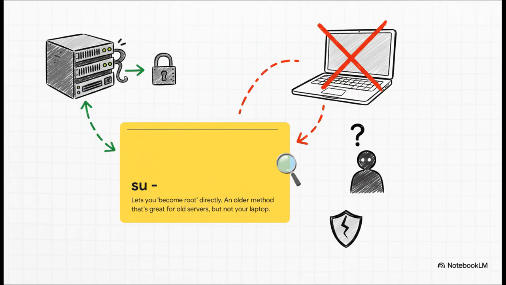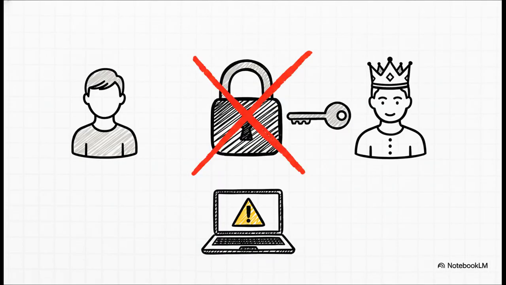But, and this is a big but, for your own laptop, it's got a major catch. And here it is, the big flaw. su doesn't ask for your password. It asks for the root user's password. Now, why is that a problem? Well, it means there's a separate all-powerful password floating around on your system. If anyone ever gets their hands on that one password, it's game over. They have total control. That's exactly why, for your day-to-day stuff, it's really not the way to go anymore.